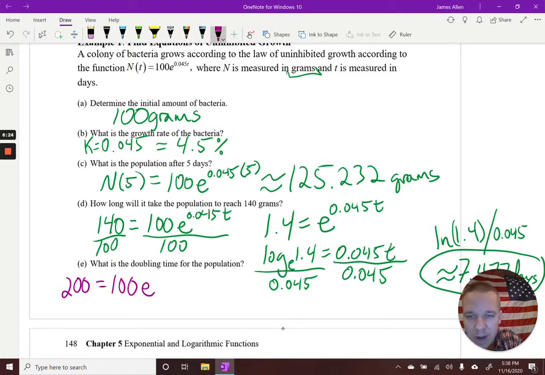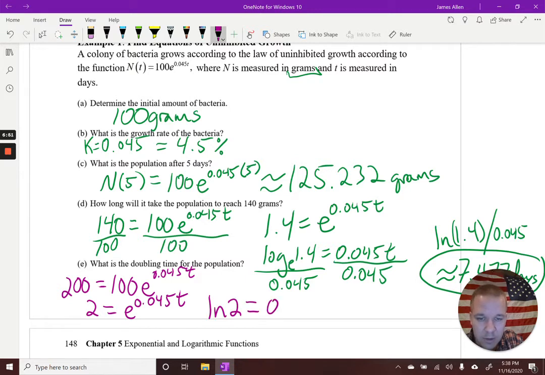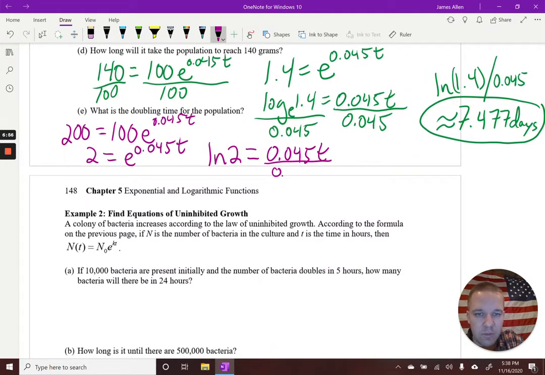It's going to be the same exact process as before, just some different numbers from the previous part. So divide by 100 to get 2 is equal to e to the 0.045 t. So I'd have log base e of 2, or just natural log of 2, is equal to 0.045 t. Divide by 0.045.